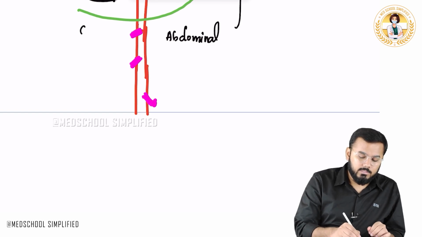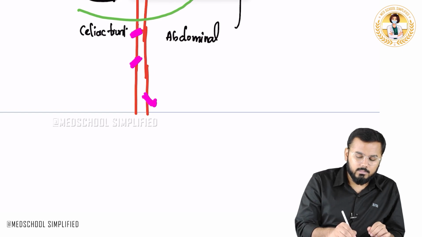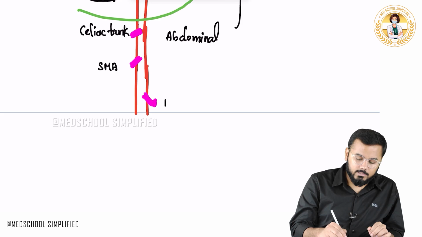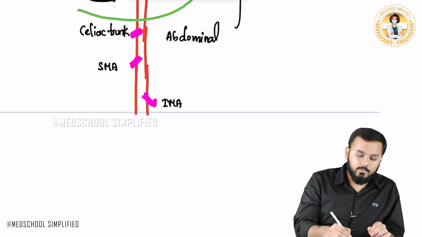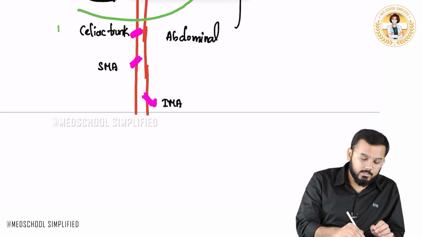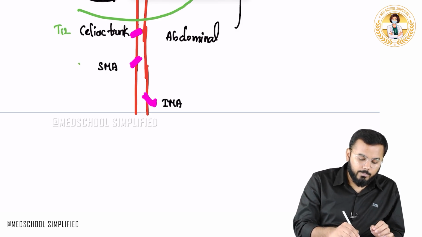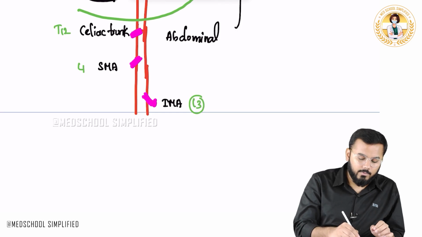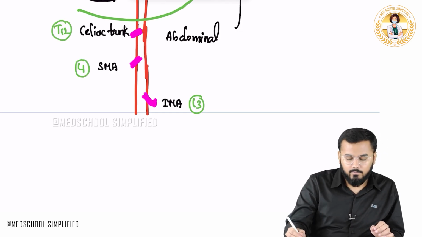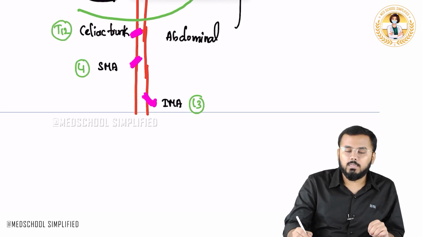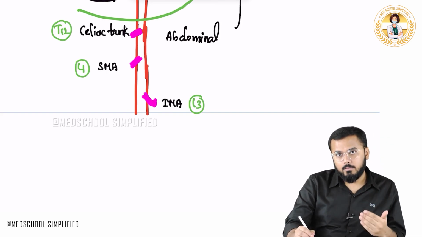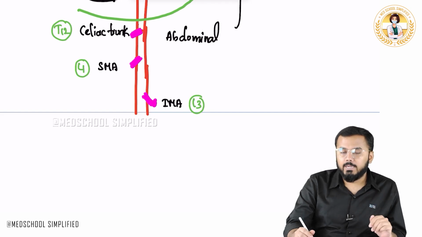So this is the celiac trunk. This is the superior mesenteric artery, and this is the inferior mesenteric artery. Where is the celiac trunk present? The celiac trunk is present at the level of T12, the superior mesenteric artery at the level of L1, and the inferior mesenteric artery at the level of L3. These are the three important branches. Now we shall be discussing the sub branches of these main trunks.